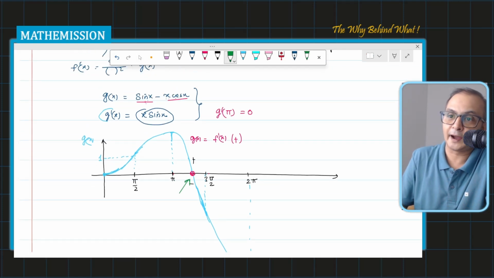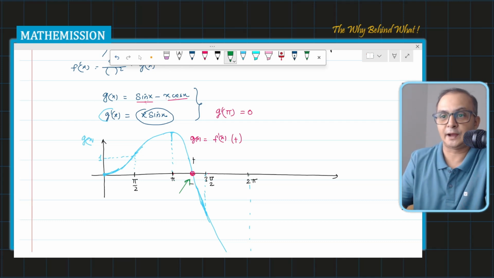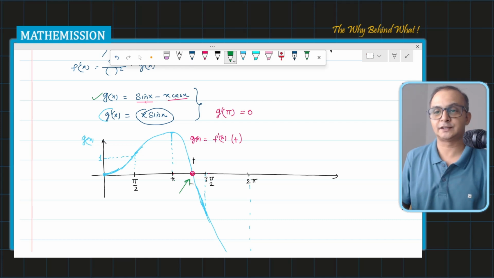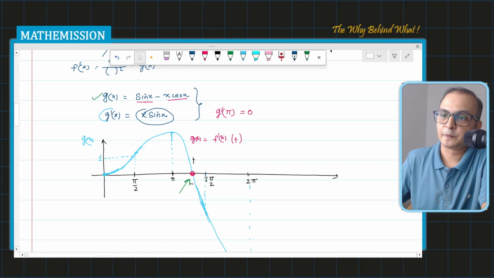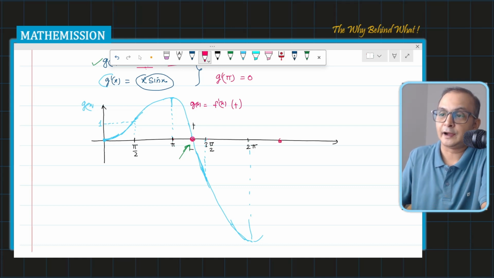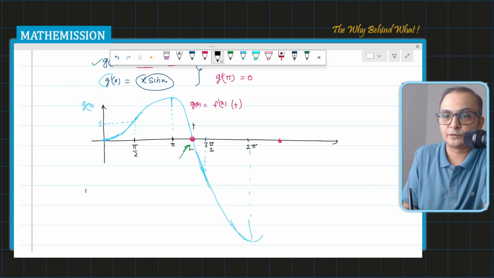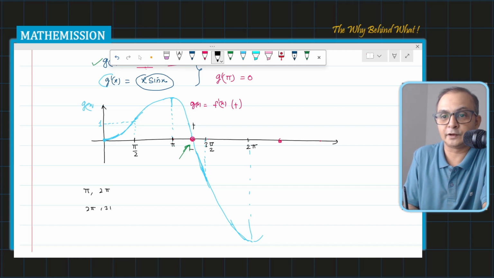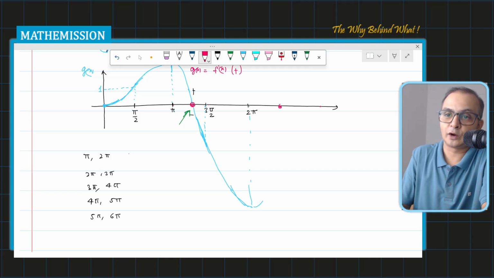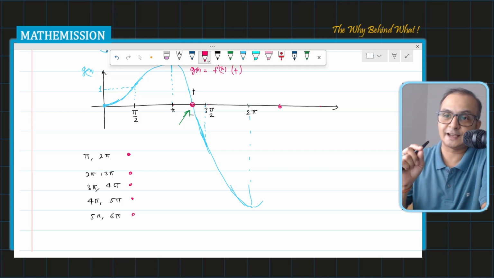Again, the same repetition of the graph will happen. Why? Because at every odd pi and even pi, this function g(x) will attain its maxima or minima. And in the process of this attainment, it has to cross the x-axis once in a while, correct? So between pi and 2 pi, we got one maxima. Again, we get 2 pi to 3 pi, then 3 pi to 4 pi, 4 pi to 5 pi, and then 5 pi to 6 pi. Here we got one point at which the function is crossing the x-axis. Here one more point, 2, 3, 4. So 1, 2, 3, 4, 5. There are 5 points at which g(x) is crossing the x-axis.